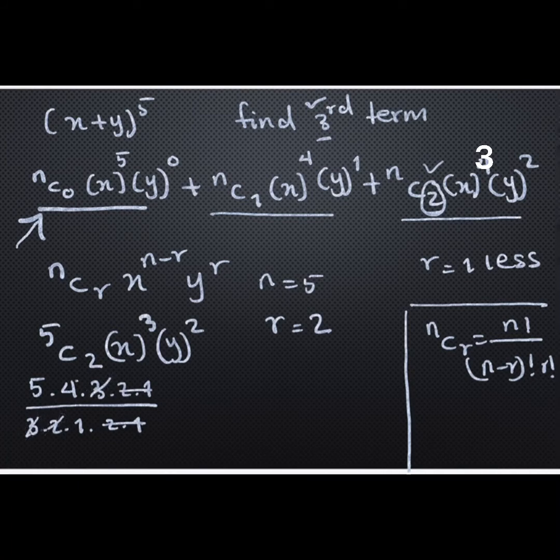3 times 2 cancels, and we have 5 times 2, x to the power 3, y to the power 2. So 5 times 2 is 10 x cubed y squared. So this is our third term.